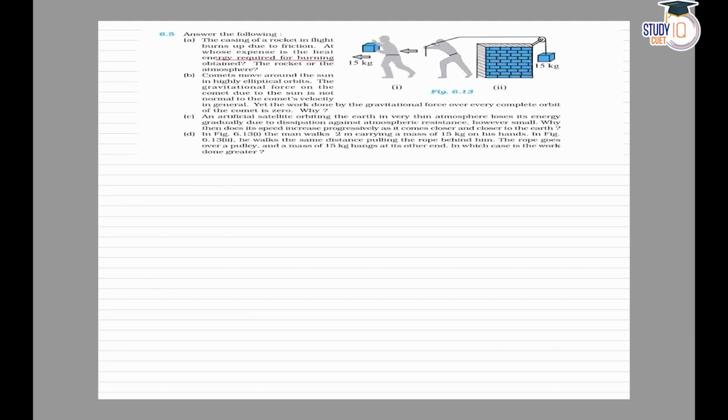As the rocket moves up, in order to increase the speed, we need to reduce the mass of the rocket. And in order to reduce the mass, the casing of the rocket is burned by utilizing the heat of the rocket. As the heat supplied by the atmosphere is not sufficient to burn the casing, the heat which is required to burn the casing is given by the rocket. So this heat is given by the rocket.